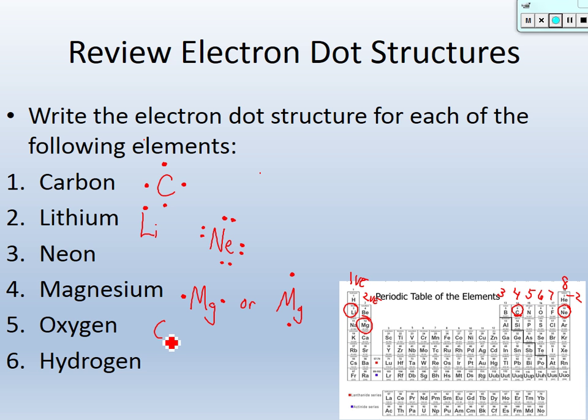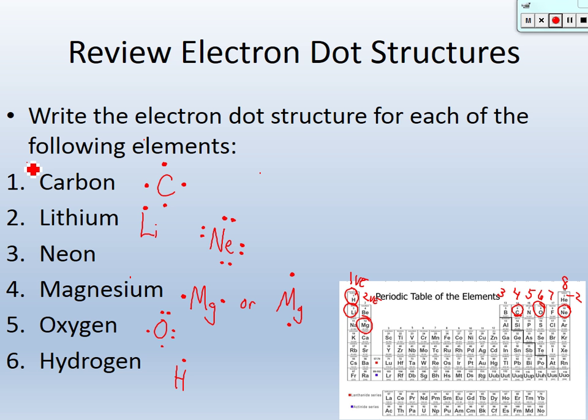Oxygen is O, and oxygen sits right here. So how many valence? 6. So I'm going to draw 6. 1, 2, 3, 4, 5, and 6. Okay, so oxygen looks like that. And hydrogen. Hydrogen sits right here. It's got 1 valence, so H with 1 dot by it. Okay. So hopefully that's a quick review of electron dot structures.